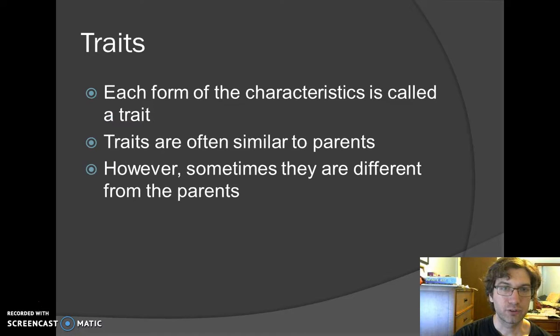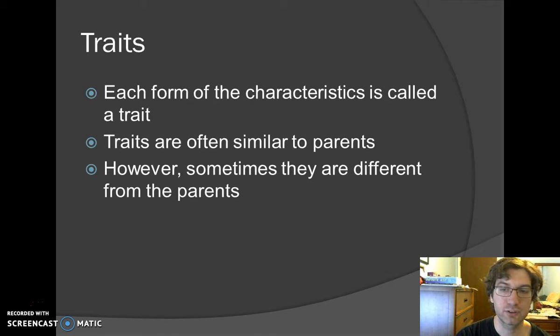A trait is a form of the characteristic. So let's say your characteristic is hair color. Your trait would be whether you're blonde, brunette, red, or even if you decide to change that to some kind of weird purple color or something, whatever. But that would be your actual trait.